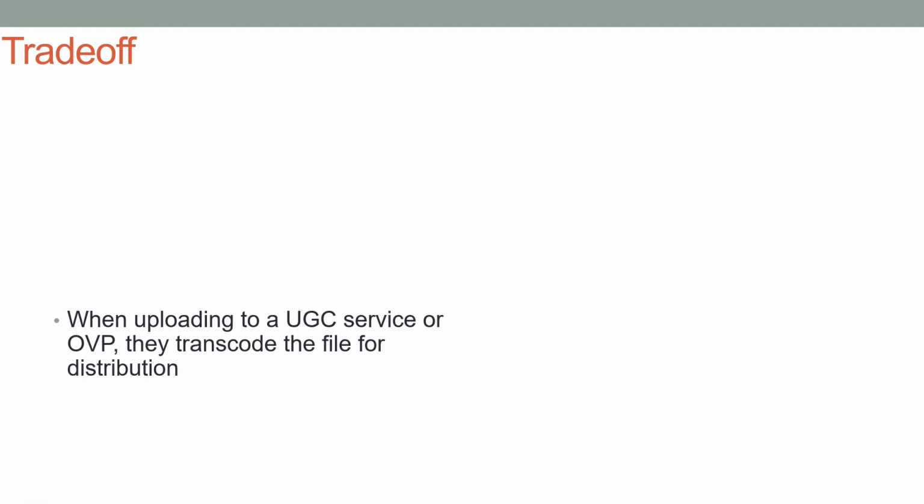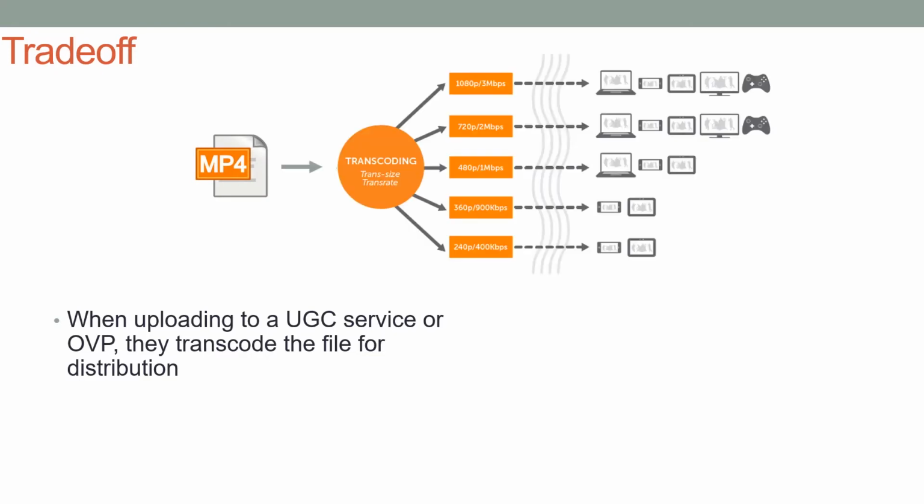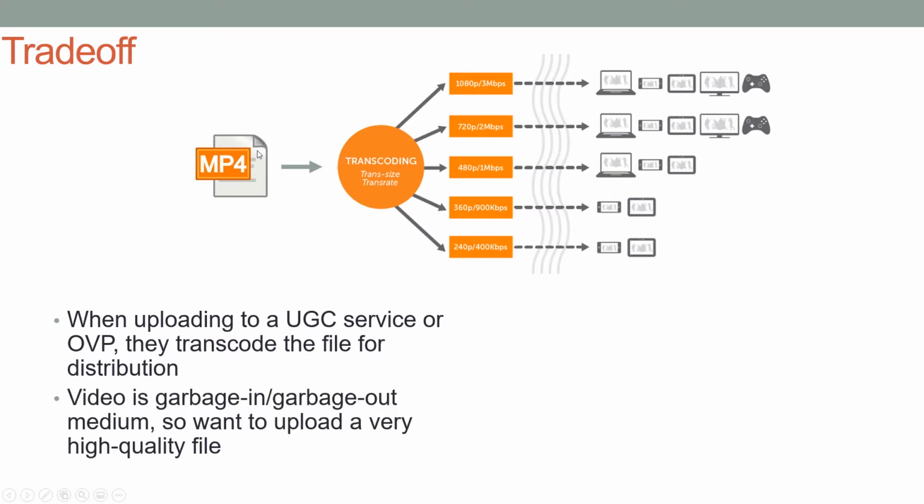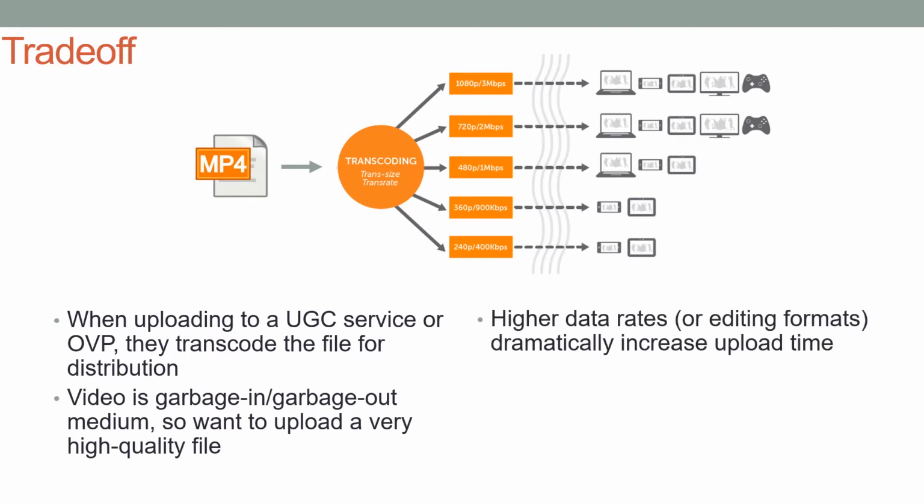When you're uploading to a UGC service or an online video platform, they transcode your file for distribution. So you upload one file, say an MP4 file, and then it's transcoded into different rungs of an encoding ladder for distribution to different platforms. Now, we all know that video is a garbage in, garbage out medium, so you want to upload a very high quality file. But higher data rates or editing formats like ProRes dramatically increase upload time, which can cause errors.